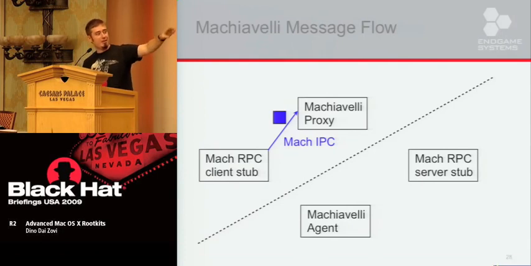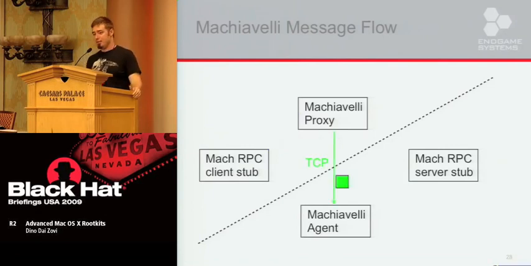So on the top is one machine, on the bottom is another machine. We have the RPC client stub. This is like local generated code. And when you send a Mach message to it, it sends it to the Machiavelli proxy. The Mach communication is in blue. The proxy translates it over TCP and basically writes it out, sends it over. Keep in mind that this can be any data channel, because it's just a byte buffer. So for my first implementation, I did TCP just because it's easy.